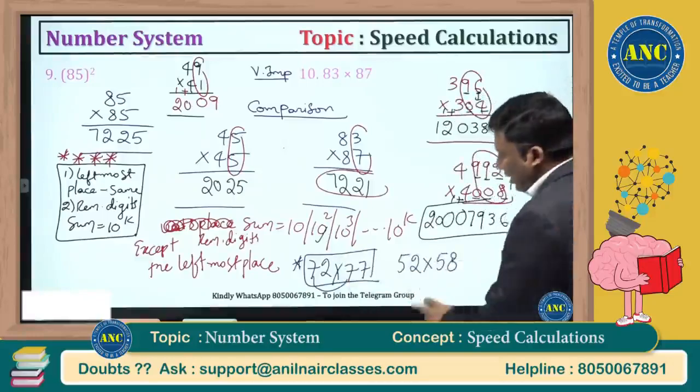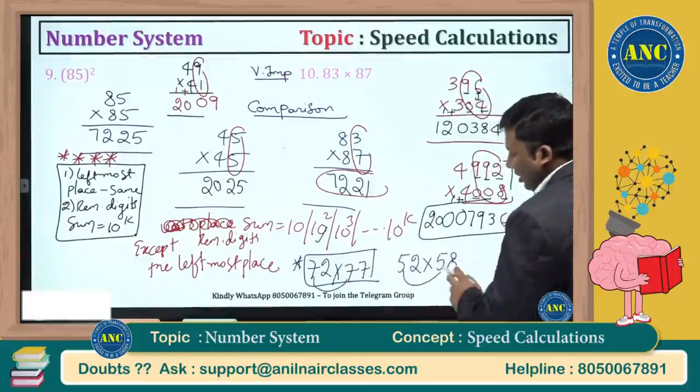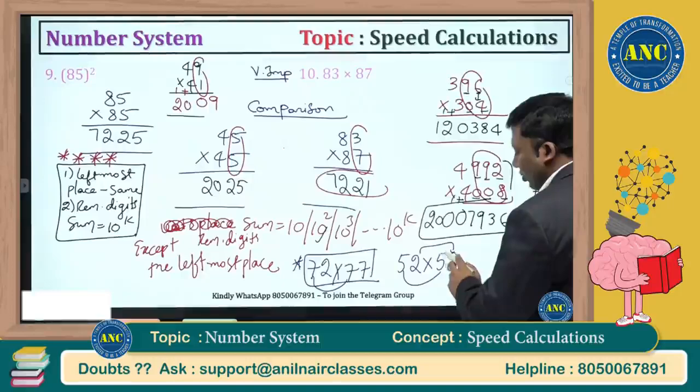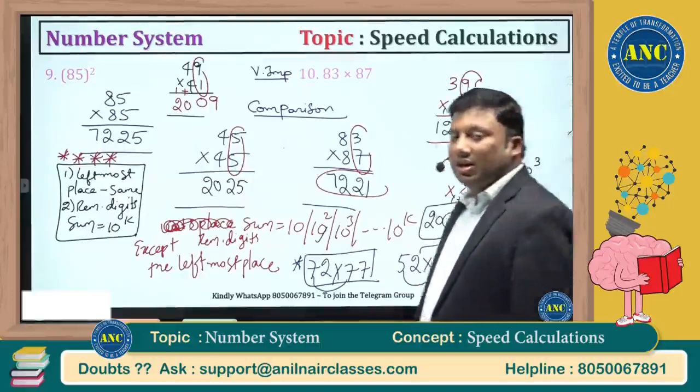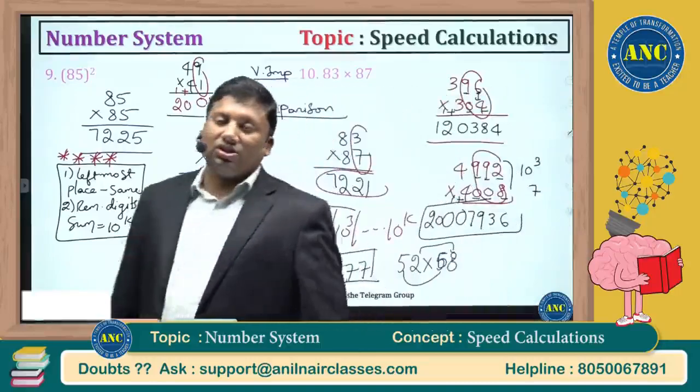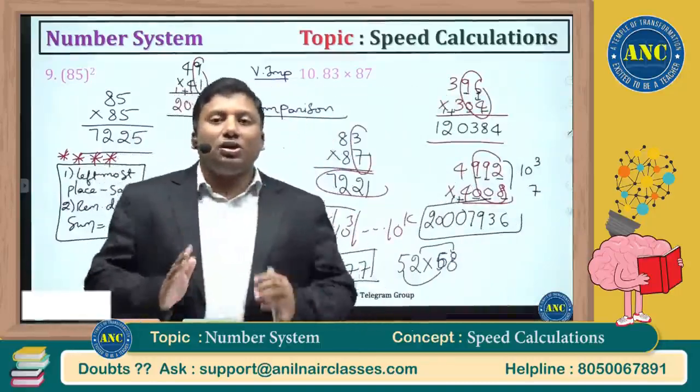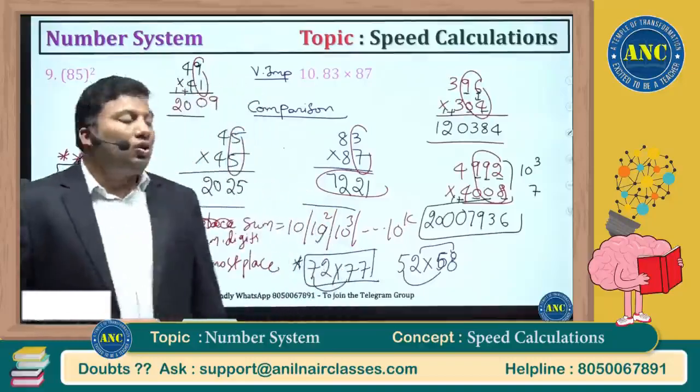52 into 58. Leftmost digit is same. 2 plus 8 is also same. Let me take 68. Sum of the remaining digits is 10. But leftmost digit it is not same. This concept is used only if it satisfies two conditions.